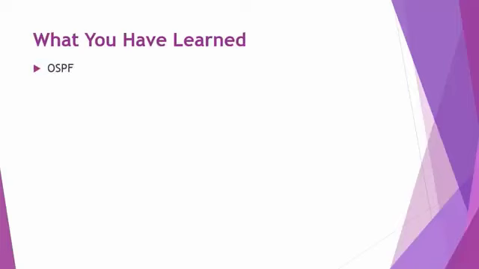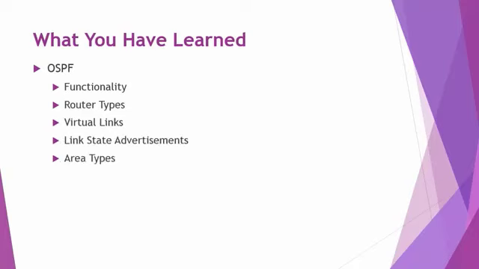So here's what you've learned. You've learned about OSPF functionality, router types, virtual links, link state advertisements, and area types. All this you'll need to know for your CCDP architecture exam. And I wish you the best of luck in your study.